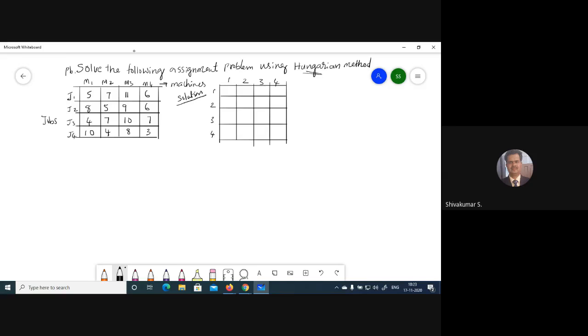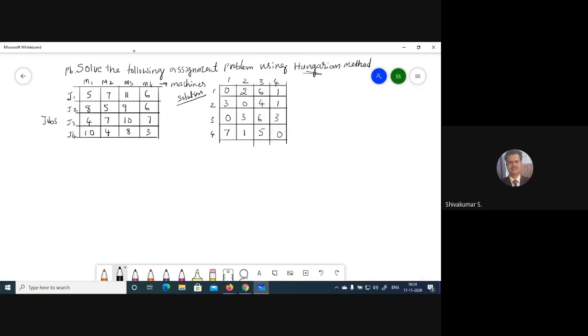So you're going to get here 0, 5 minus 5 is 0, 7 minus 5 is 2, and here it's going to be 6, it's going to be 1 here. Next, second row you have 5 as minimum, so it's going to be 3 here, and next 0, and here 4 and 1. Third row, 4 is there as minimum value: 0, 3, 6 and 3. And the last row, 3 is the minimum value, so 7, 1, 5 and 0. Okay, so these are the values. You are subtracting the minimum value in each row from the other values.